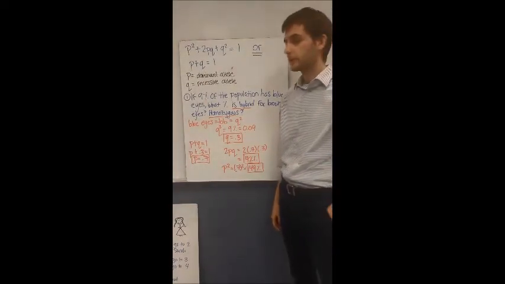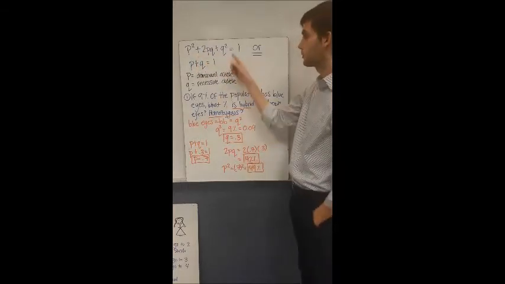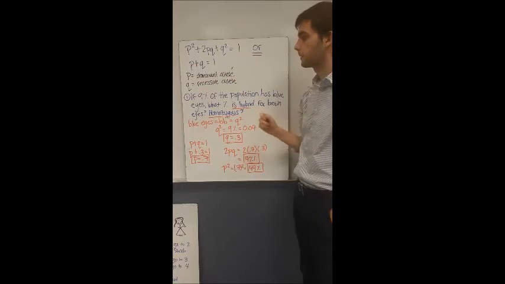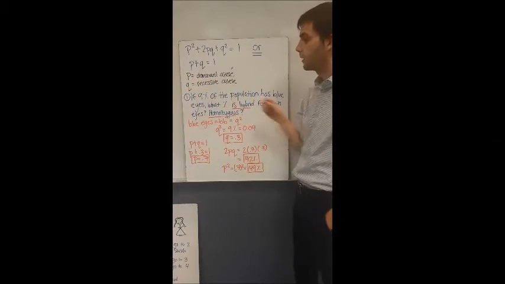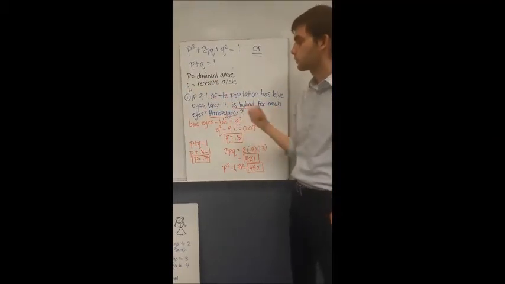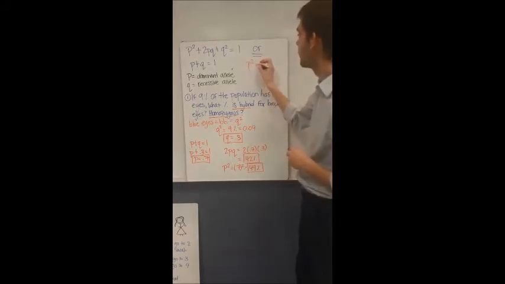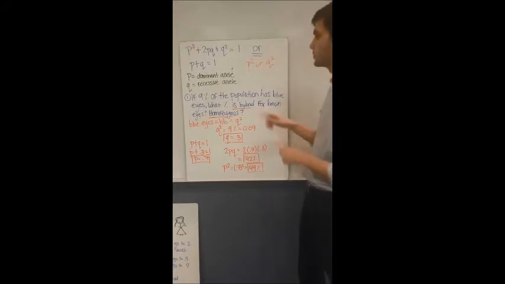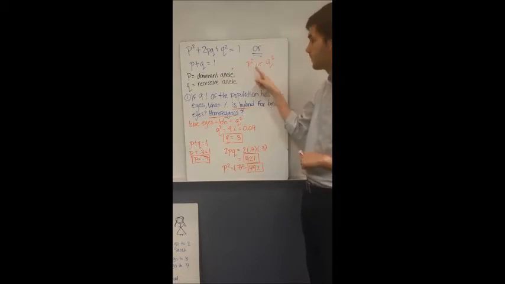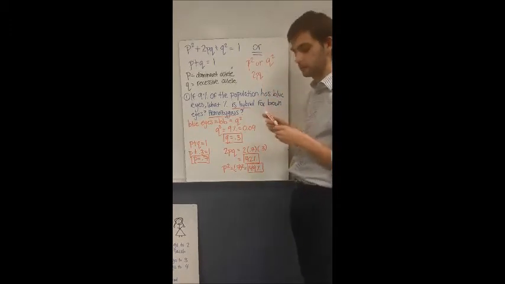So we're going to break down the formula here. The formula is p squared plus 2pq plus q squared equals 1, or p plus q equals 1. So what's important is to break down some of these variables. The p is going to represent the dominant allele, and the q is going to represent the recessive allele. When you see p squared or q squared, that's going to be representing individuals who are homozygous dominant or who are homozygous recessive. The 2pq is representing individuals who are hybrids.